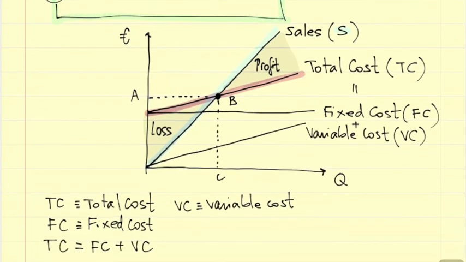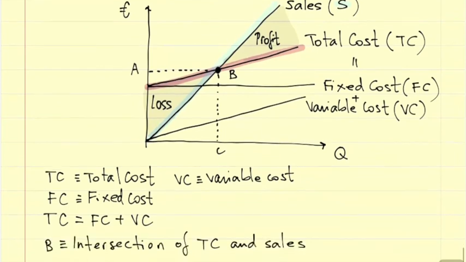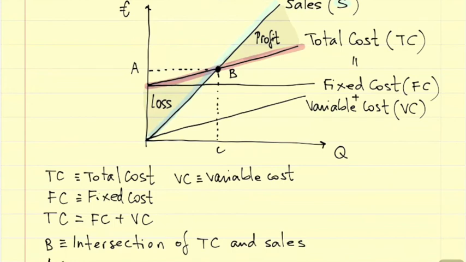B is the intersection of TC and sales. And A is the break even sales. Okay. And C is the break even quantity or break even point.